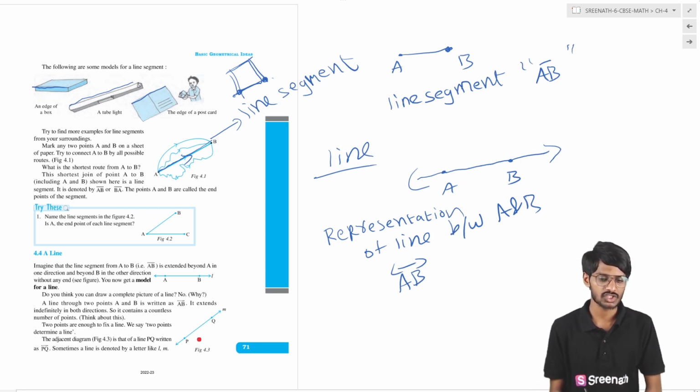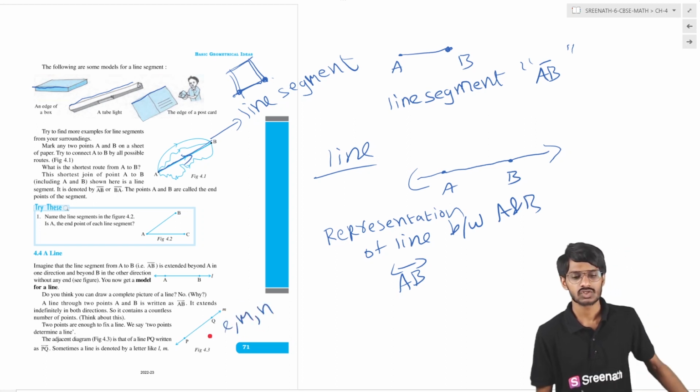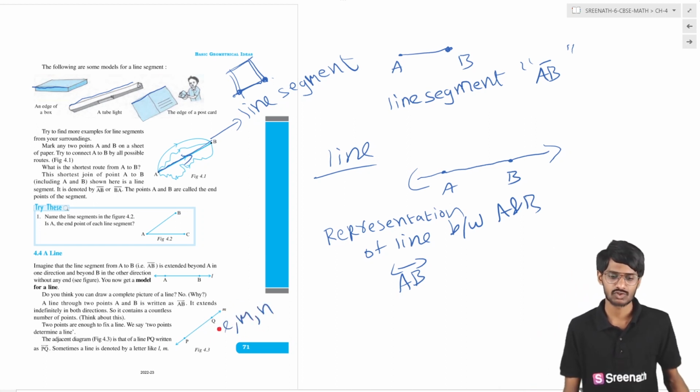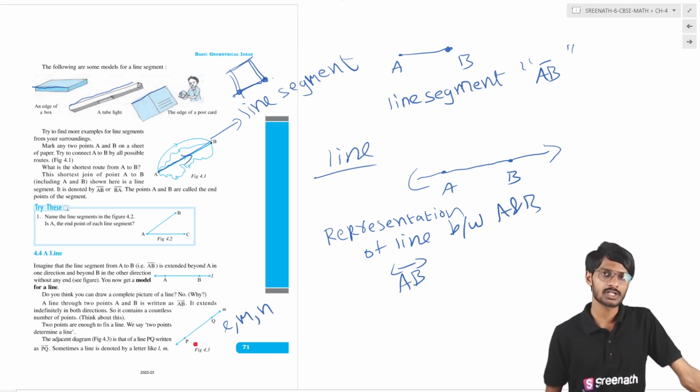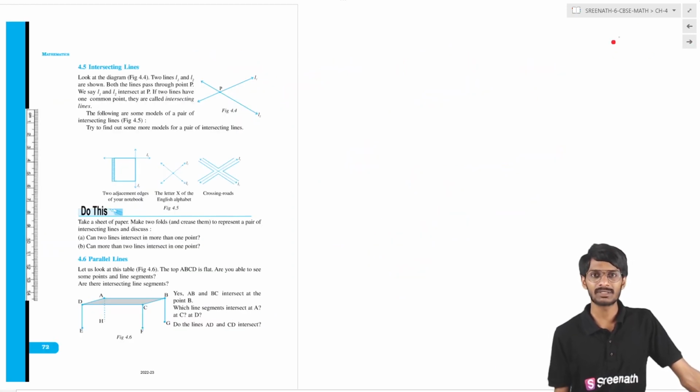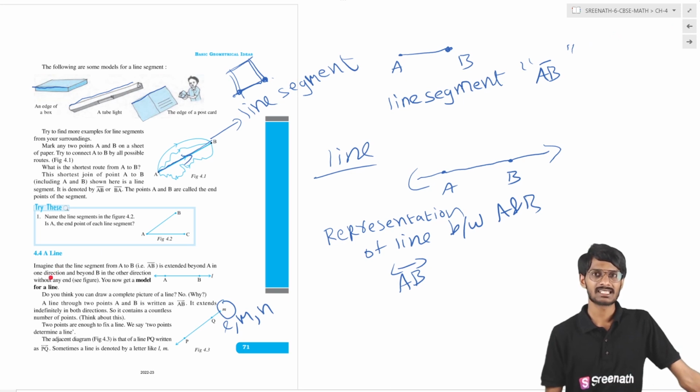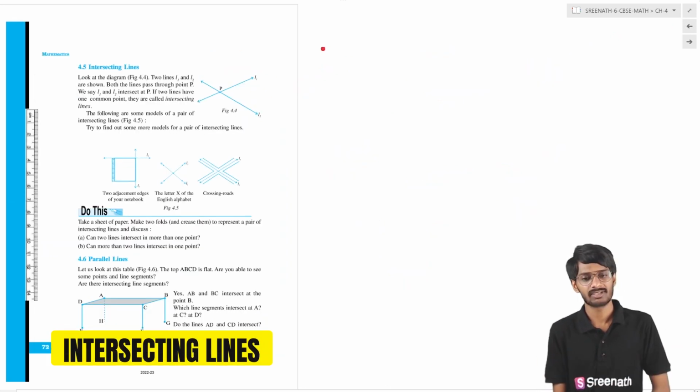Suppose you observe the picture; sometimes we name lines with letters. We can name it L or M or N or anything we want. So we will name this line as line M, students. It is passing through two points P and Q. It is extending beyond Q and beyond P. So it is a line whose name is M, like that, students. That's it, students. We have completed our discussion about lines.